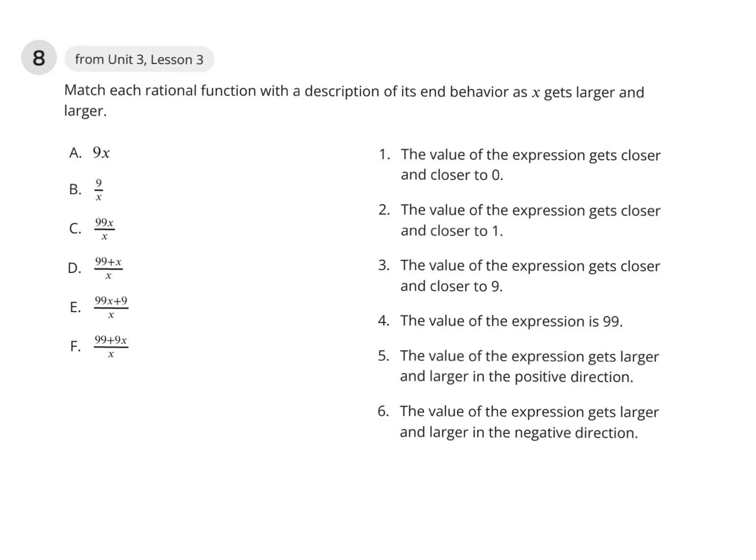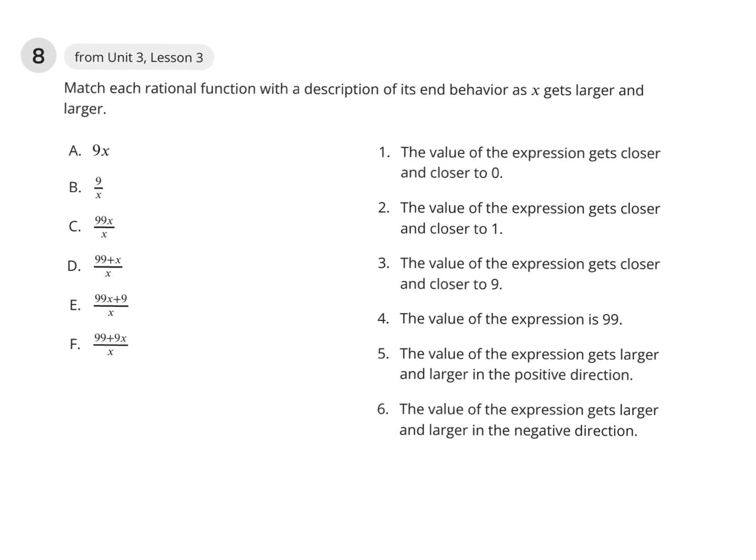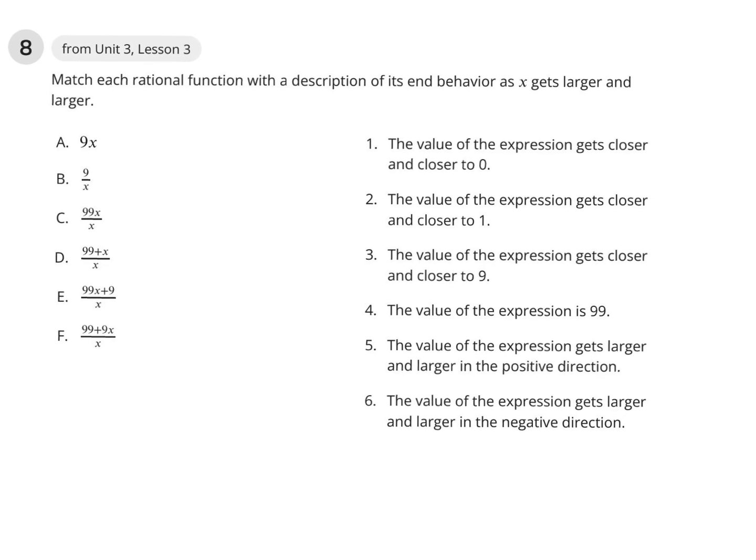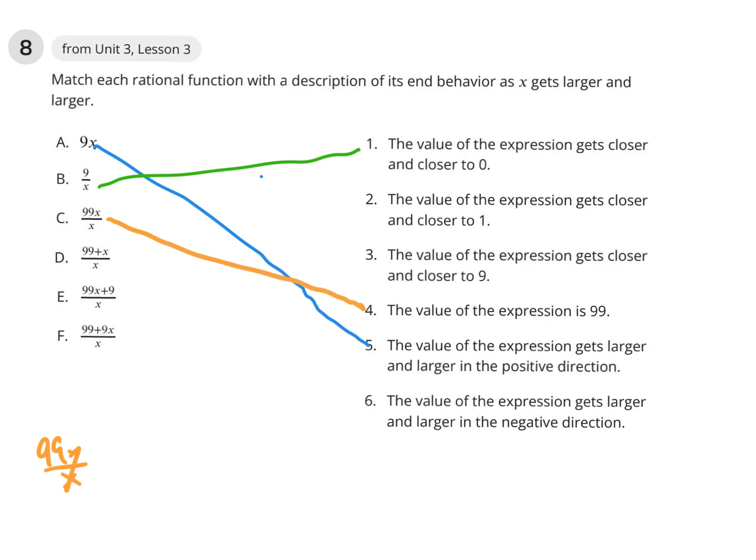Okay, for the first one, x is a vertical line. The end of it just gets larger in the positive direction. That gets larger. 9 over x eventually approaches 0. Okay, so for C, 99x over x. The x's cancel out. Our asymptote is 99. So it goes to 99.